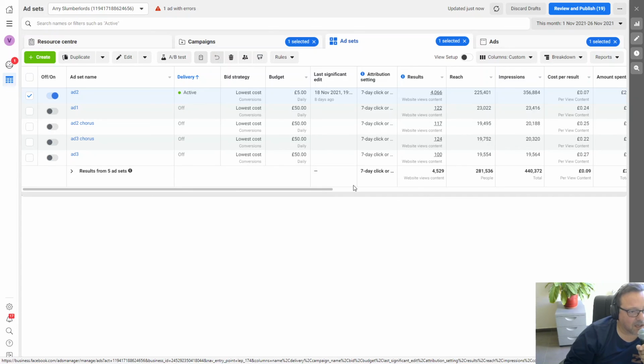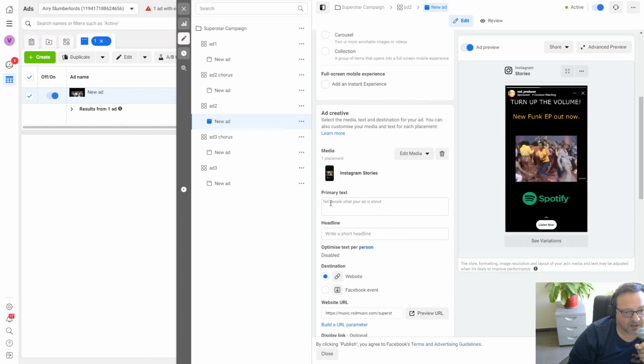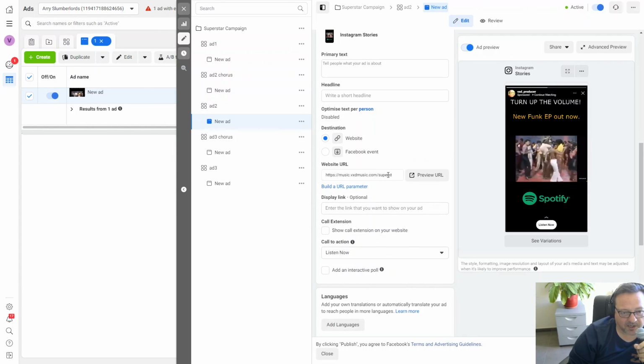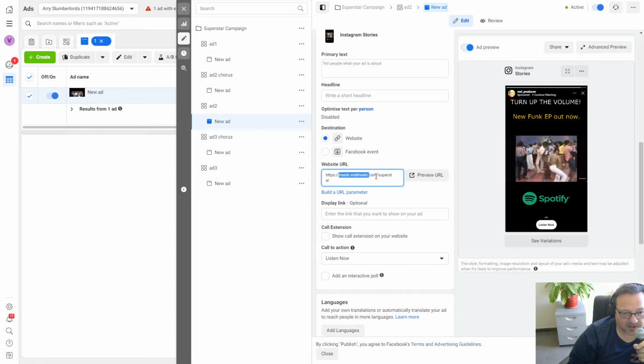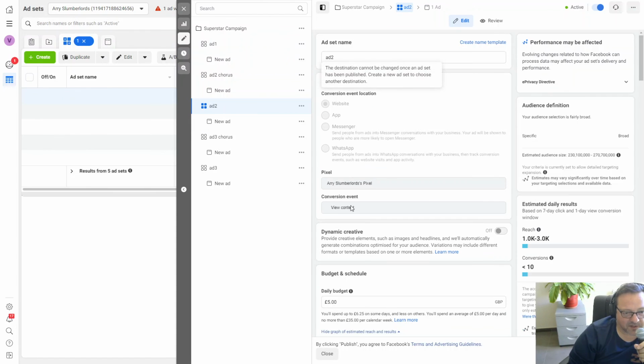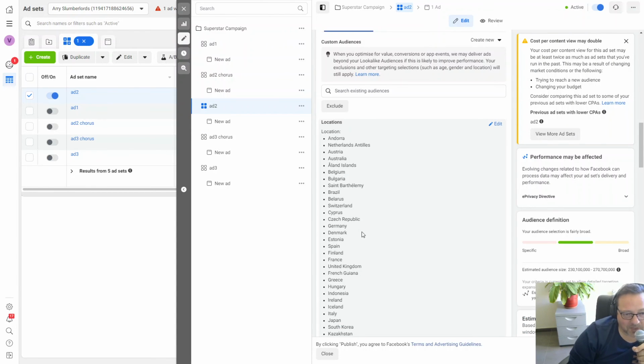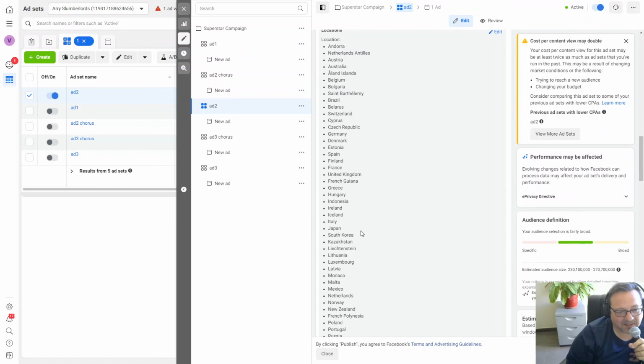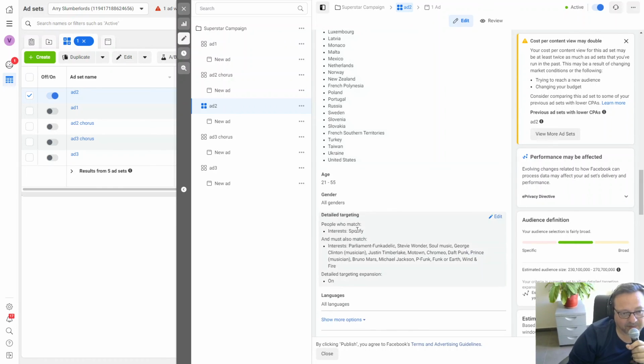Now, just finally, I want to go back to the ad sets and just show you how I did my targeting. So for starters, I only target Instagram stories. I put a link to my ToneDen link, which you saw before. Conversion event is view content. I pretty much put every country in the world in there. The only one I don't include is India. An age set between 21 and 55.